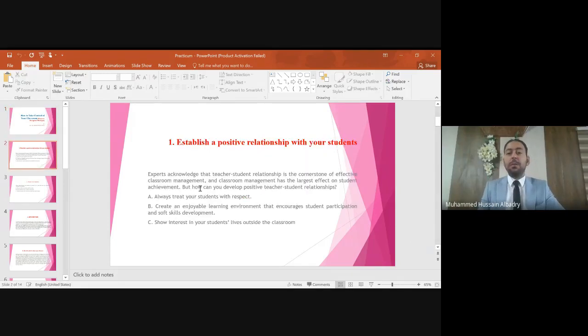We will start with number one. Number one, establish a positive relationship with your students. This is very important. You as a teacher, you have to establish a positive relationship with your students. Between you and your students, there should be a good relationship. Experts here acknowledge that the teacher-student relationship is the cornerstone of effective classroom management and has the largest effect on student achievement. But how can you develop a positive teacher-student relationship?